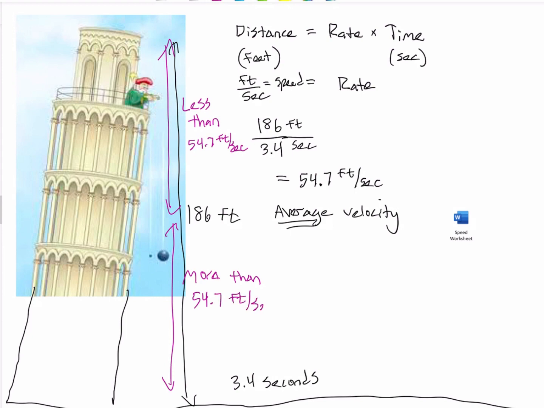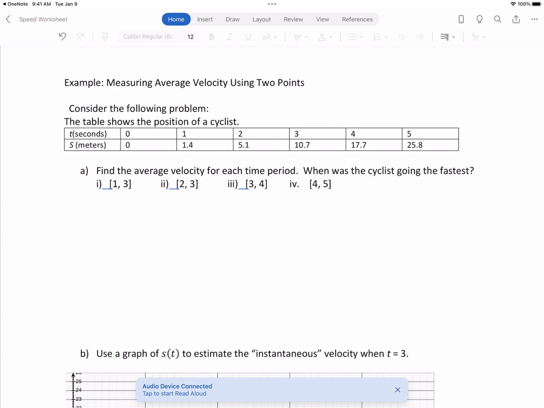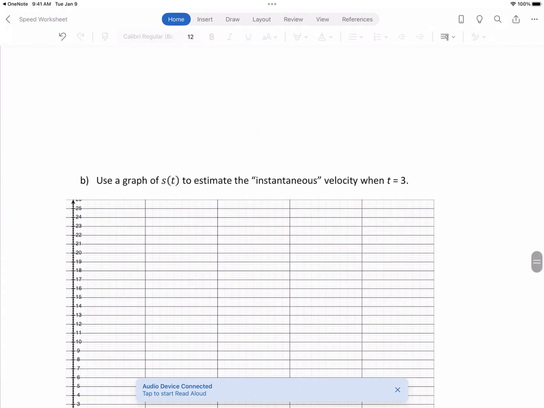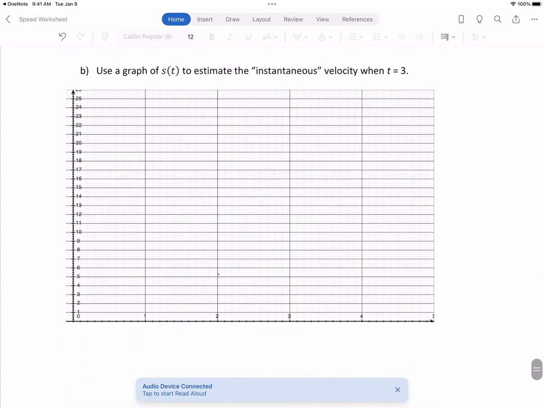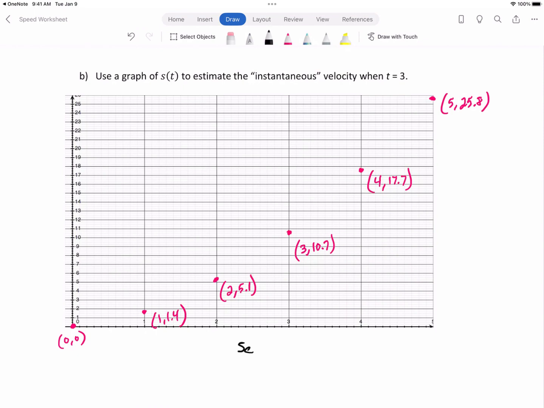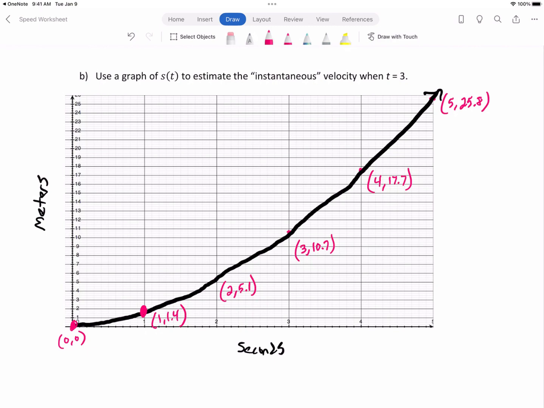In this problem, we want to find the average velocity over particular time intervals for a cyclist traveling on a bike. Let's go ahead and plot the points from the table. The horizontal axis marks time in seconds, and the vertical axis marks meters. Now I'll connect the points in a nice smooth curve. The graph is increasing, but not at a constant rate. Some parts of the graph are steeper than others. We call this slope, and we'll be studying slope throughout Chapter 2.